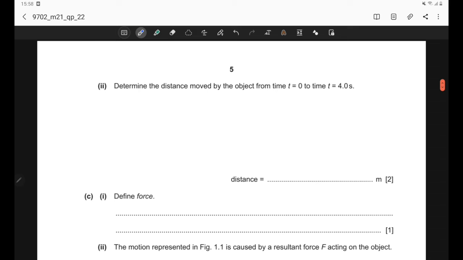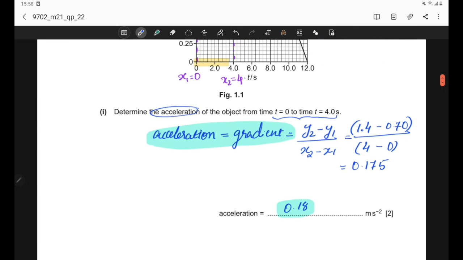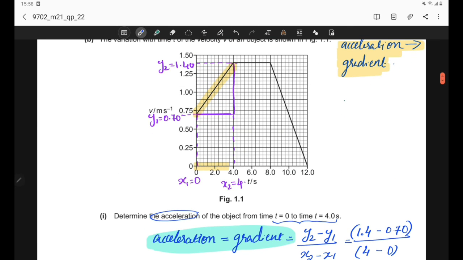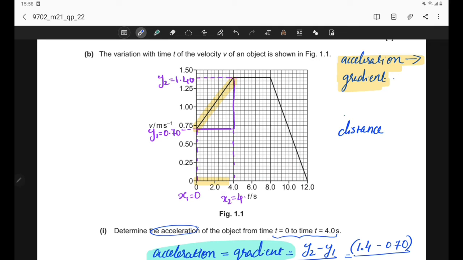Going to part 2, determine the distance moved by the object from the time t equal to 0 to t equal to 4 seconds. So, again for this same time duration, we need to calculate the distance covered. We can calculate the distance covered by the object from a velocity time graph by calculating the area under the graph. So, here in order to calculate the distance covered during the time period from 0 to 4, we can calculate just the area under the graph during this time period. So, we need to calculate the area of this shaded portion. In order to calculate easily, we can divide it into 2 parts.